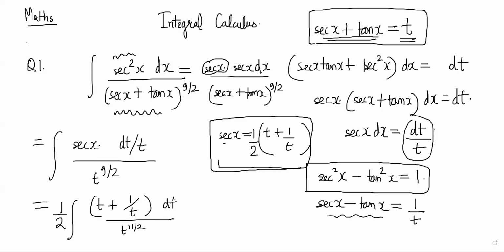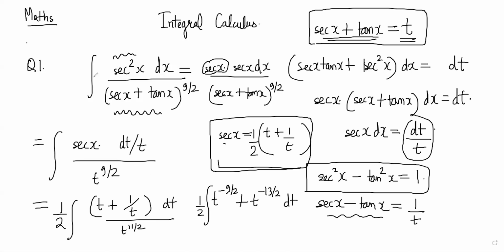We are getting this integral in terms of t, which is easily doable because everything can be separated into two separate fractions now. It is the integral of t power minus 9 by 2 plus t power minus 13 by 2 dt, and half. Do you understand what is happening? Yes, sir.